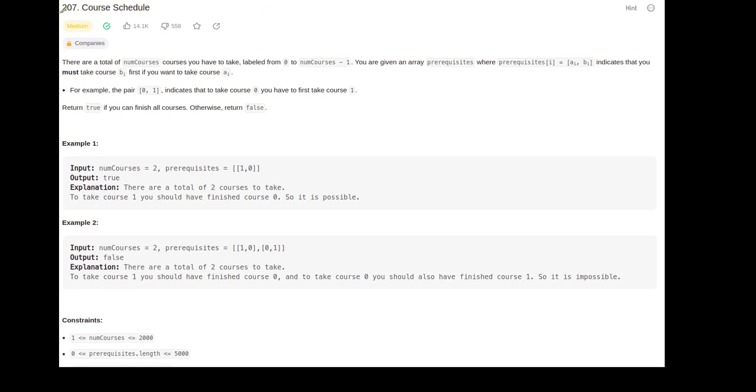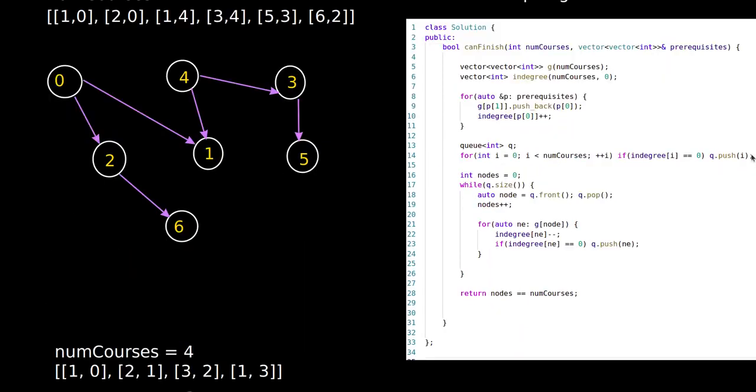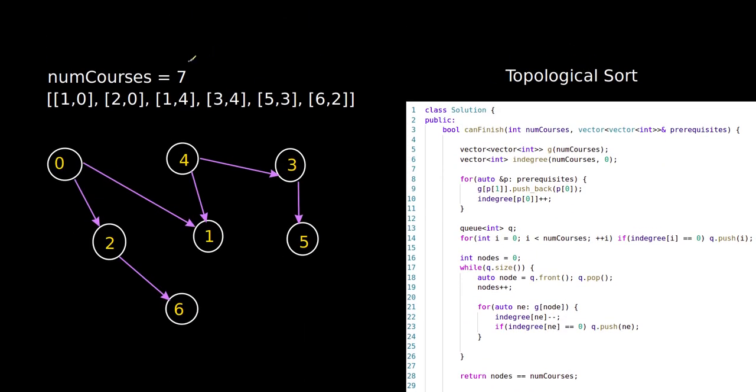Hi, this is the LeetCode question Course Schedule. In this example, the number of courses equals 7. We will use the topological sort algorithm to solve this question. And to do that, the first thing to do is to build a graph from the given array of prerequisites.